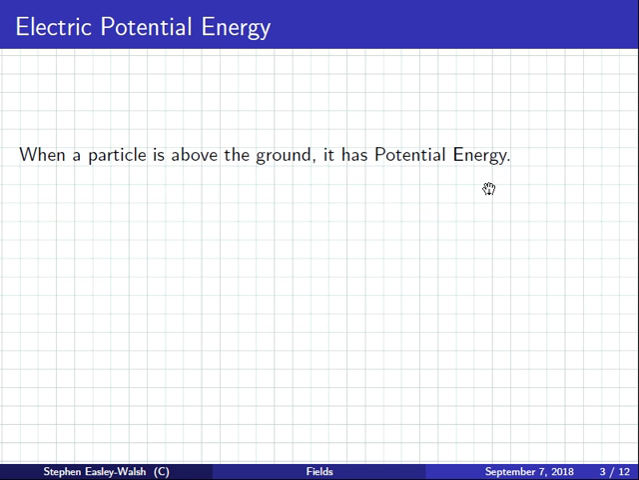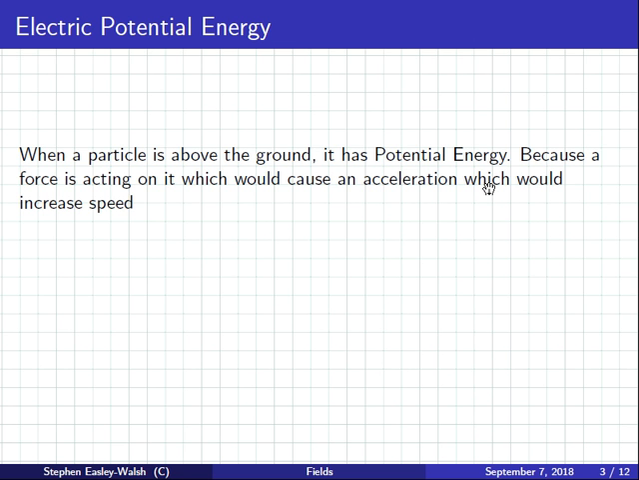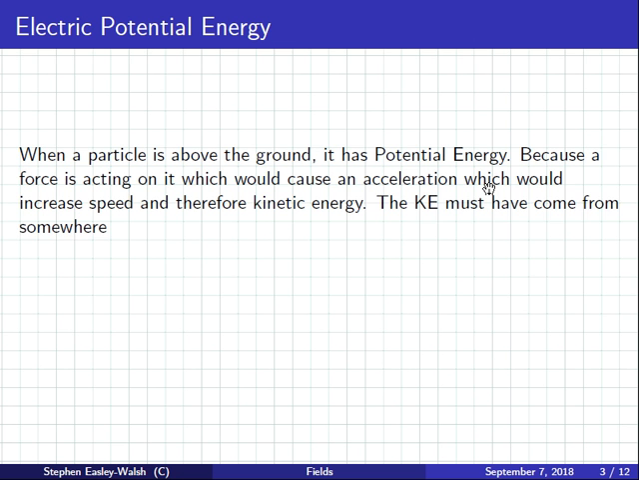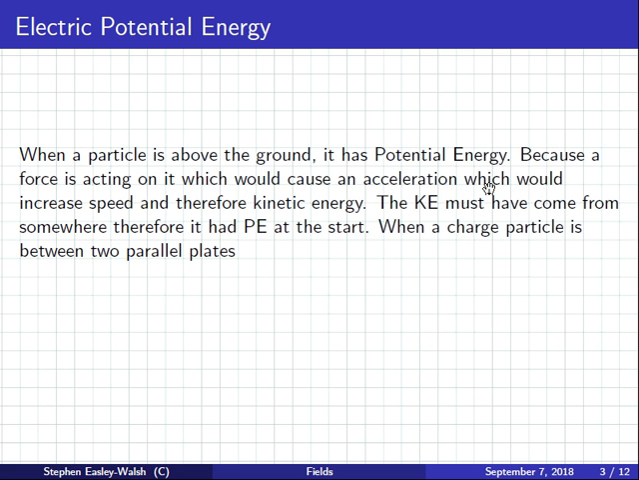So, we know from mechanics, when a particle is above the ground, it has potential energy because of forces acting on it, which could cause an acceleration, which could increase the speed, and therefore kinetic energy. The kinetic energy must have come from somewhere. It came from the potential energy at the start. This is the idea that we have in mechanics.